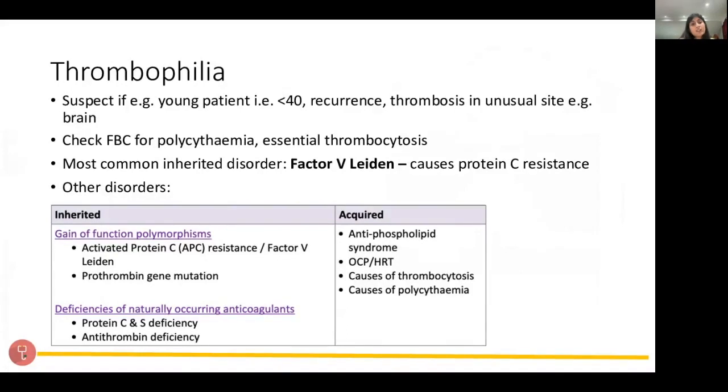But after that, the commonest inherited disorder is factor V Leiden. And basically, if you've got this inherited condition, it causes protein C resistance. And again, you may or may not remember, but proteins C and S are important in fibrinolysis, so breaking down any clots in our body. So if we don't have these proteins, then our clots can't be broken down, and therefore, you get clots. I'm not going to go through them all, but I've listed some other inherited thrombophilias here. But the main one to remember is factor V Leiden.